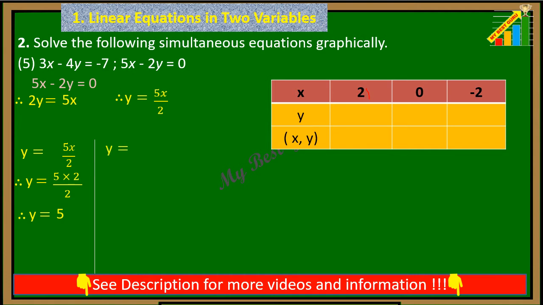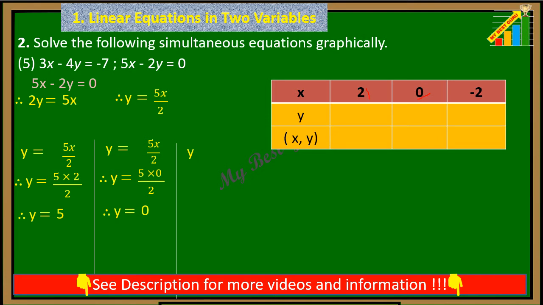Now the next part is to put the value of x as 0. So when you put the value of x as 0, you have y is equal to 5x divided by 2, with x as 0. So 5 multiplied by 0 divided by 2. 5 multiplied by 0 is 0, and divided by 2, so y is equal to 0.